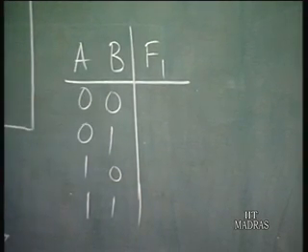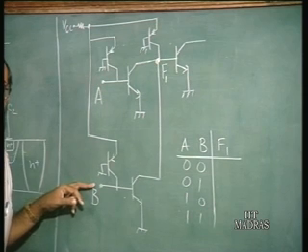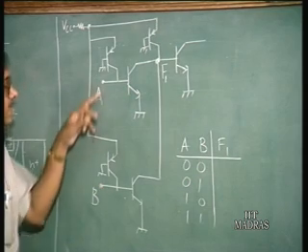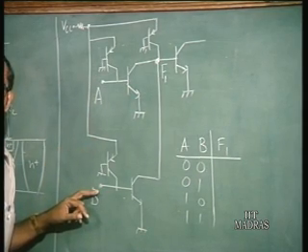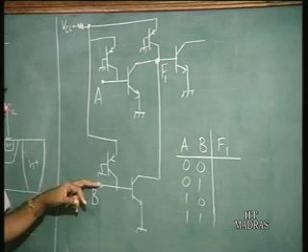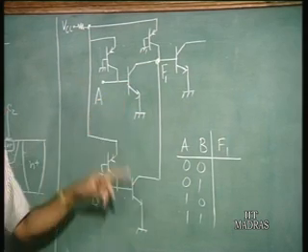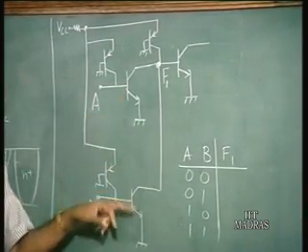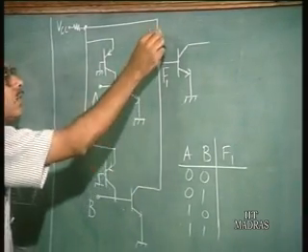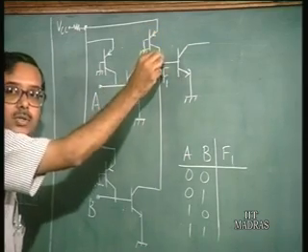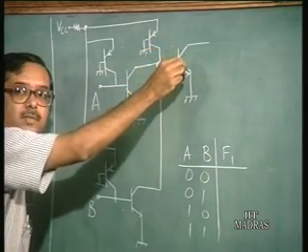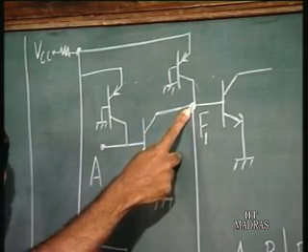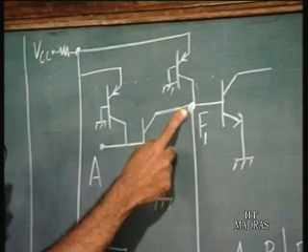Now when A and B is 0 0, that is these 2 points are low. In I squared L, when we say these points are low, that means basically you have a saturated transistor connected here, that is the output is low. Now what is going to happen, what is the state of these transistors? They are both going to be cut off because these inputs are low. So these transistors are cut off. Then when this transistor is cut off, what happens to the current in this current source here? It flows into the base of the next transistor. This voltage here is going to be around 0.7 volts, and this output is going to be high.